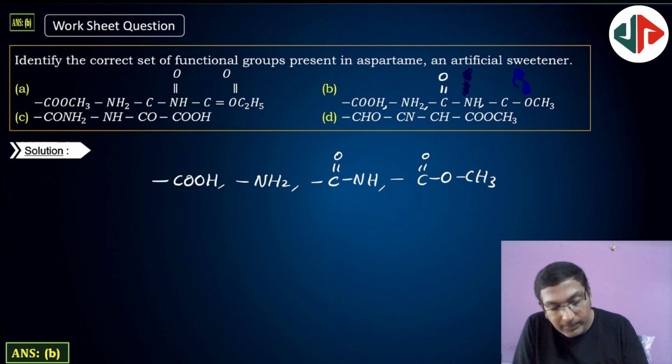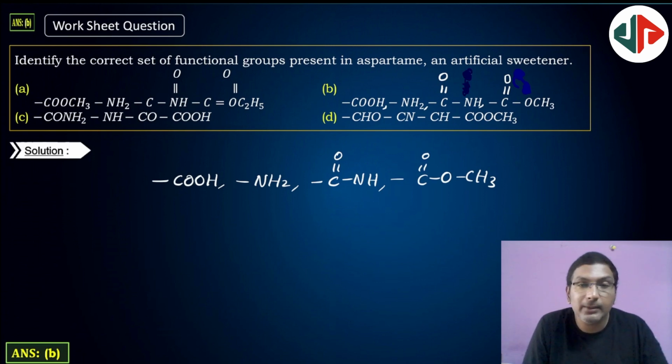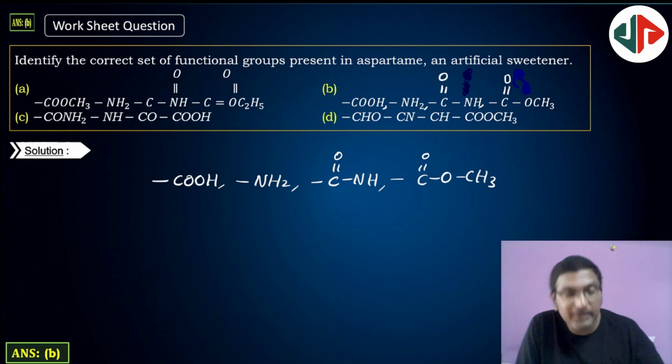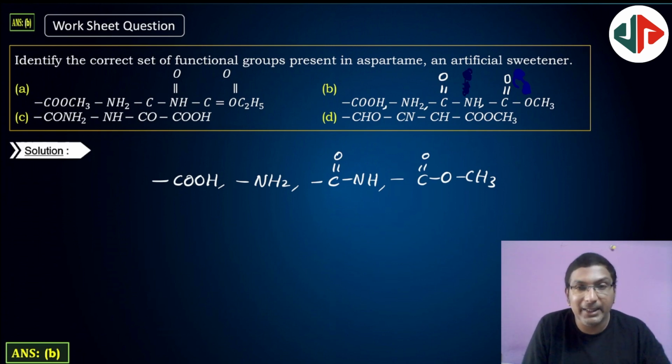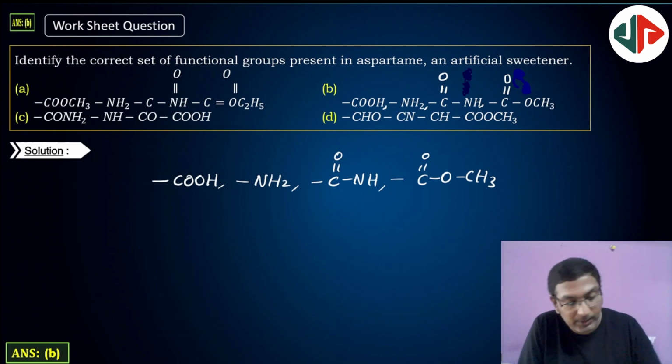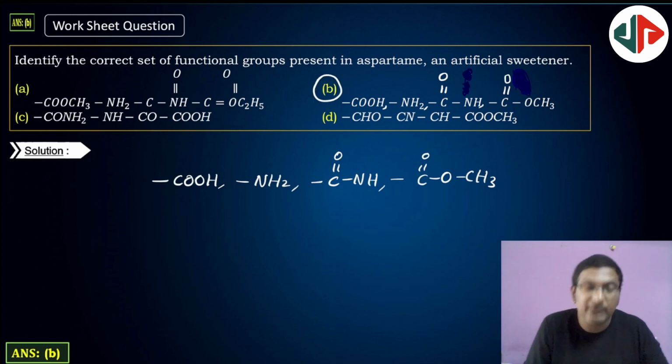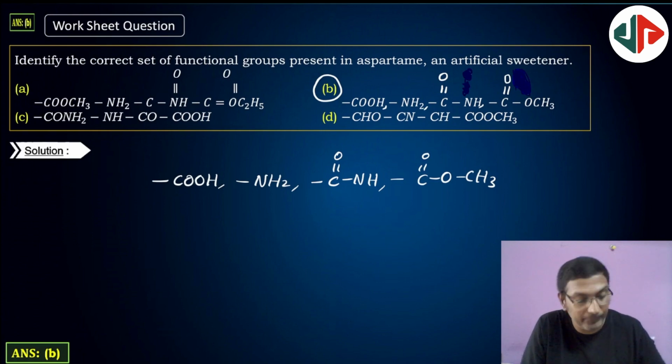Here C double bond O should be there. COOCH3. So these are functional groups in respective order: carboxylic acid, amine, amide, and ester. Option B. 4 types of functional groups. Next.